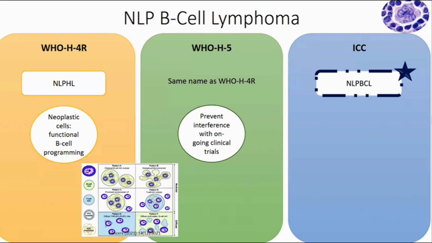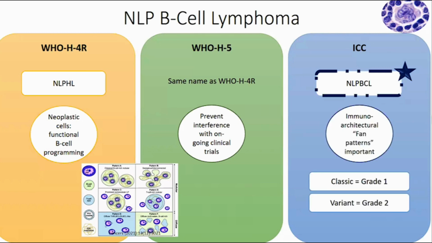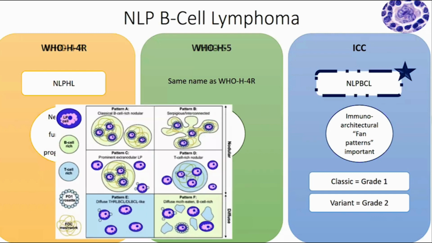Whereas the ICC decided to remove it altogether because they felt that the biological differences and the clinical implications were pretty different. The ICC does recommend, though, to keep using the architectural patterns, the Fan patterns. I think the person who wrote this up was Dr. Fan. But here they rearranged the different variants into different grades. So the classic patterns are called grade 1, and the variant patterns are called grade 2.